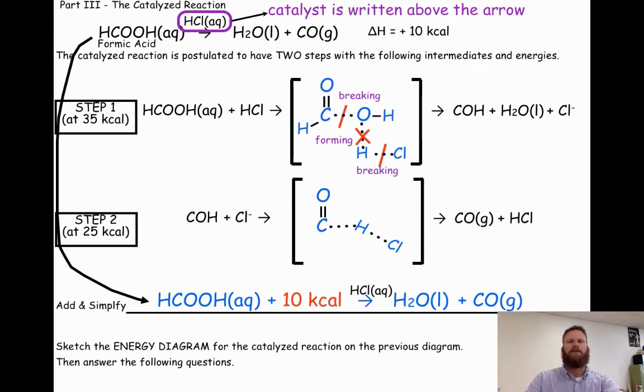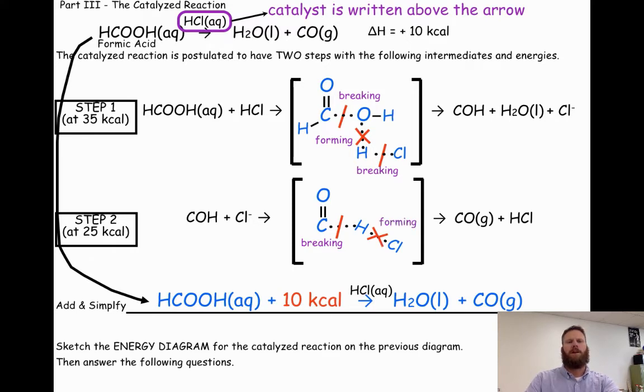What has to happen to the bonds represented with the dotted lines in this activated complex in order to form products? Well, the bond between carbon and hydrogen has to break in order to form CO. And the bond between H and Cl must form in order to form HCl.